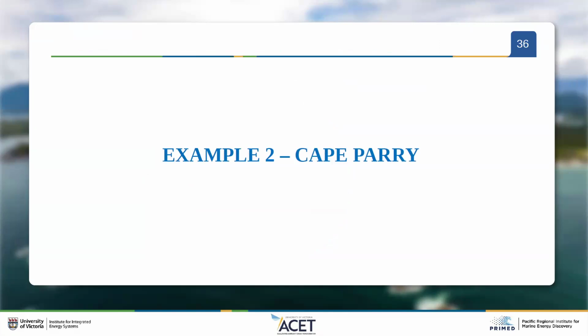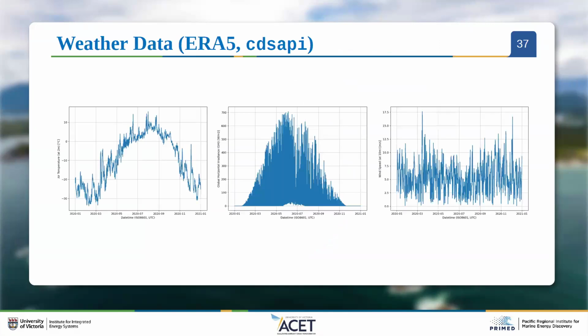For example, 2 for Cape Perry. So again, here are the resource data sets, or the climate and weather data sets. On the left is the air temperature, so it gets cold. The middle plot I thought was interesting because of the latitude we're at. You can see it's quite dark in the winter, and then we have this midnight sun effect in the summer. I just thought it was kind of cool to see that coming out in the data. And then on the right is the wind speed at 10 meters elevation.